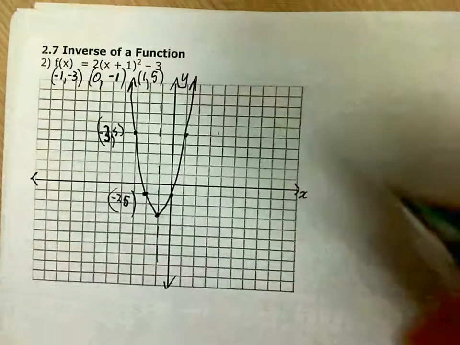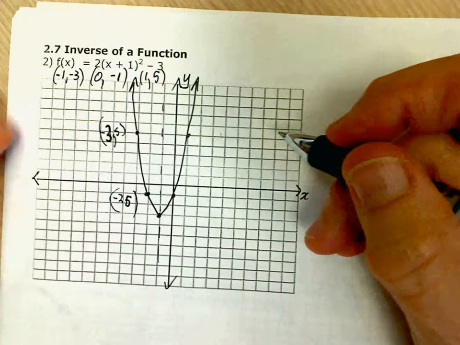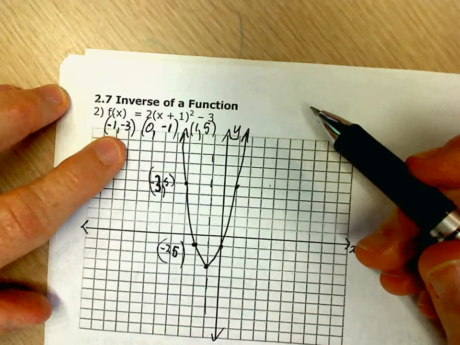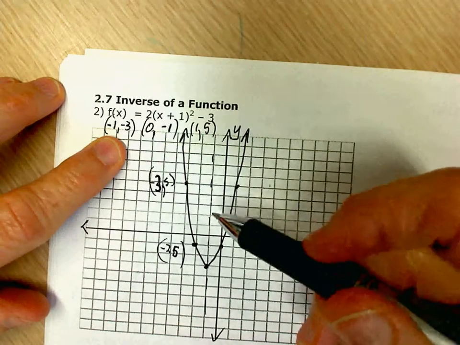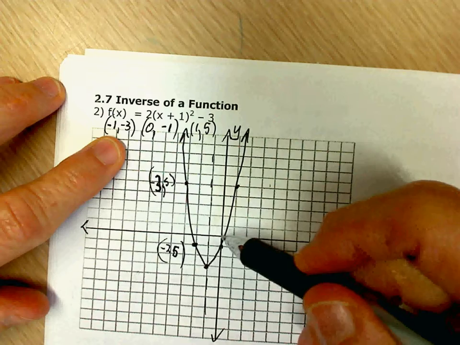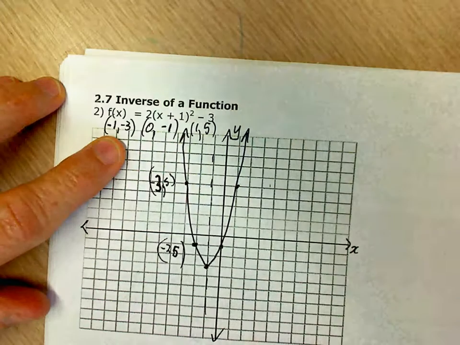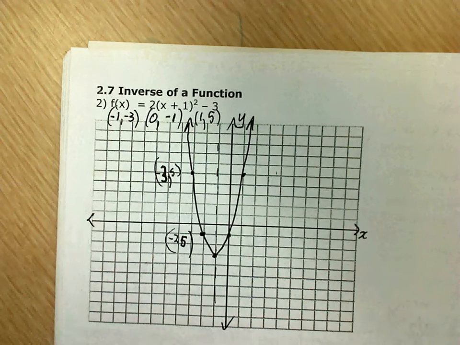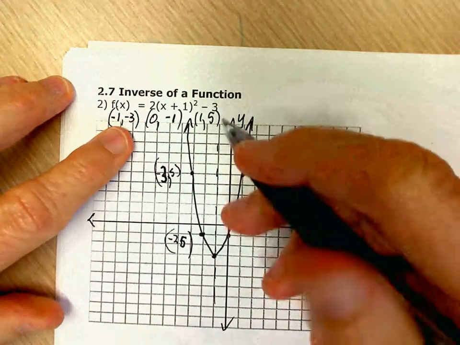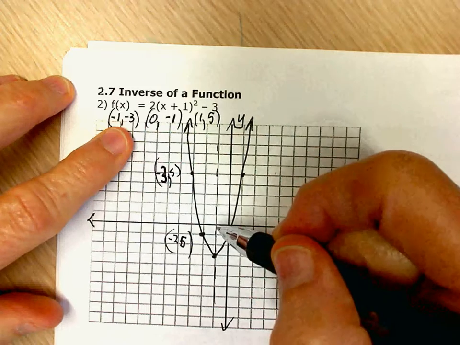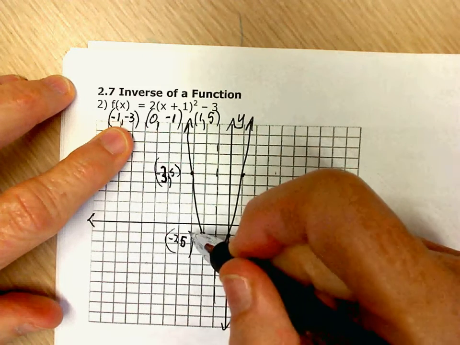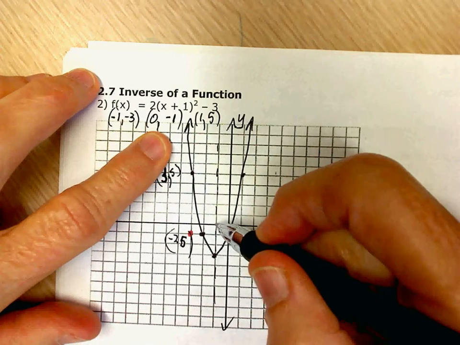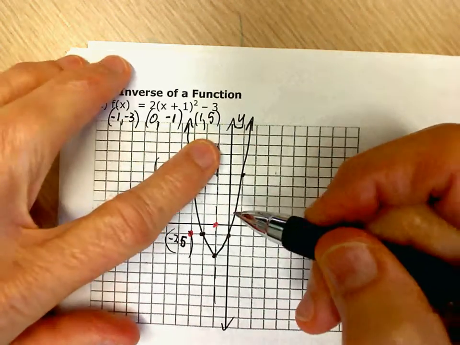Okay, so let's now do the reciprocal. So if the vertex is -1, -3, the inverse of that is -3, -1. So 1, 2, 3. I'm going to do it in another color to help you see it. I'm going to do it in red. So the inverse of this is -3, -1. 1, 2, 3, there it is right there. Inverse of this is -1, 0. Inverse of this is 5, 1.